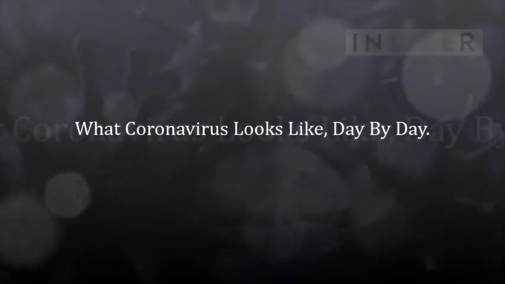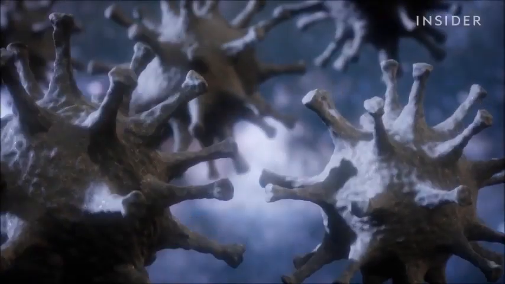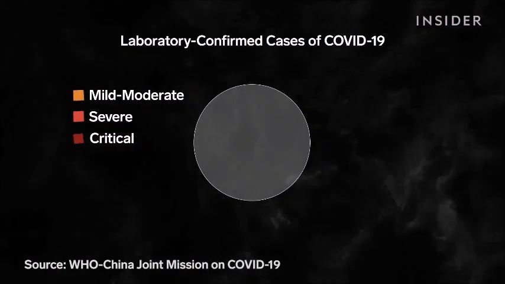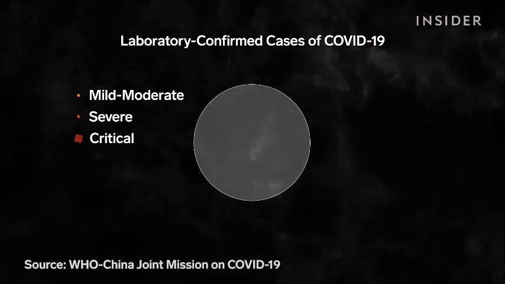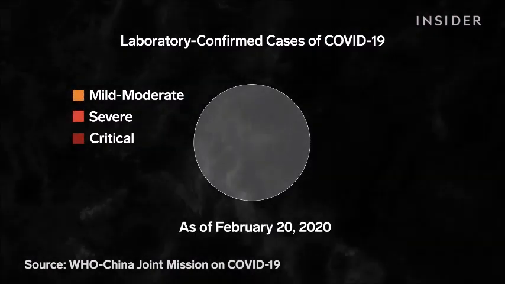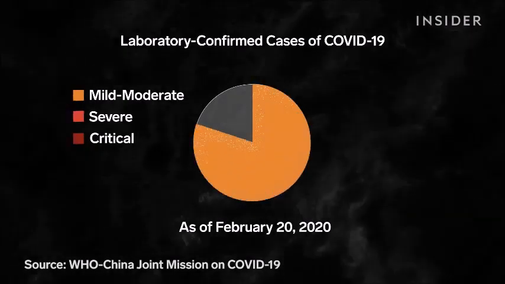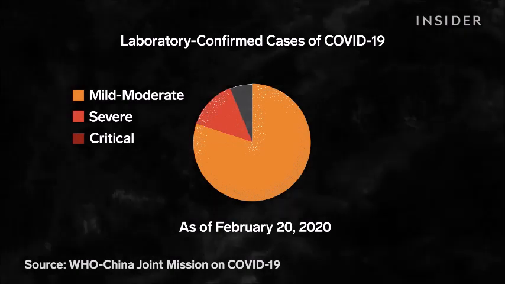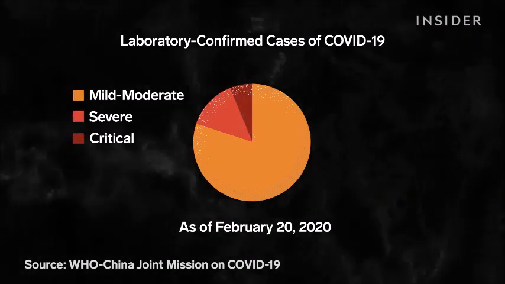At first, you might think it's a cold, and it could be, but COVID-19 could escalate. Here's what you need to know. According to the World Health Organization China Joint Mission on COVID-19, as of February 20th, 80% of laboratory-confirmed cases were mild to moderate, 14% were severe, and 6% were critical.